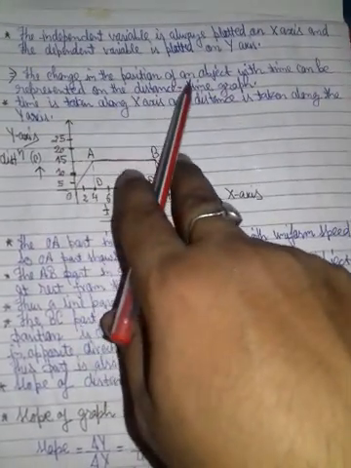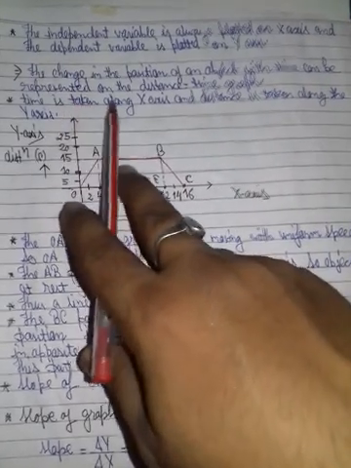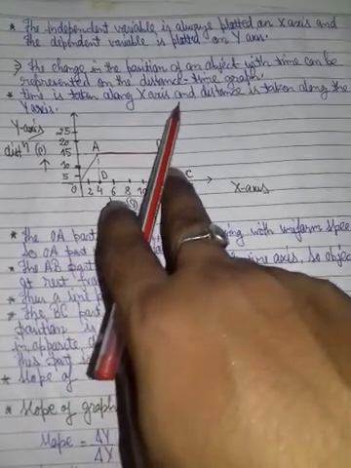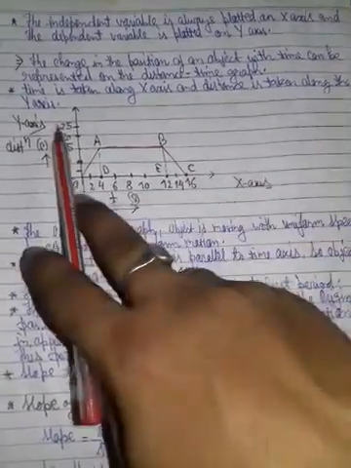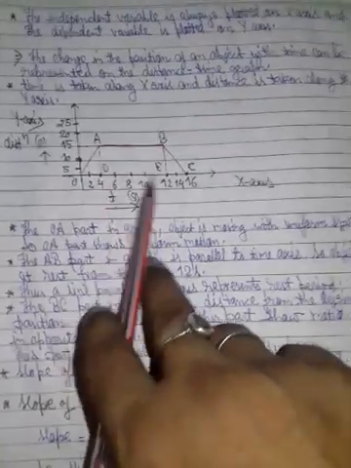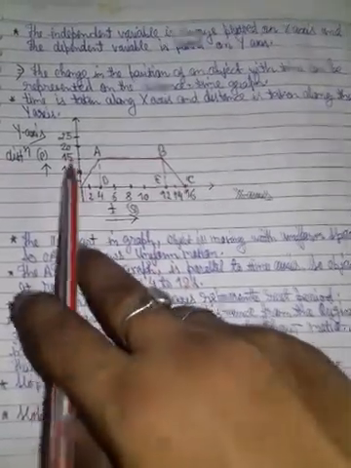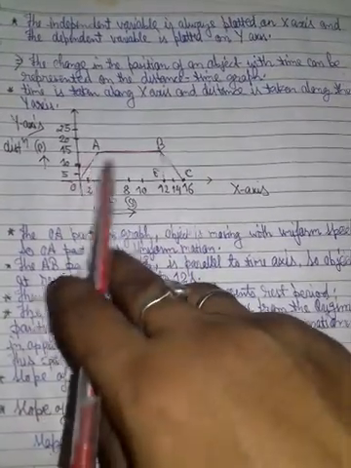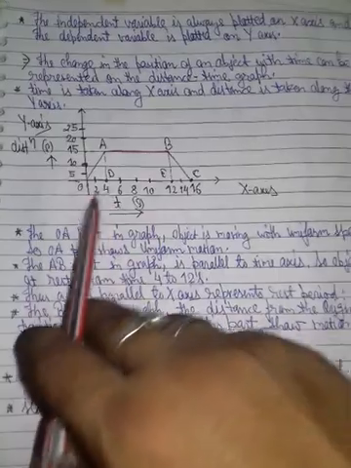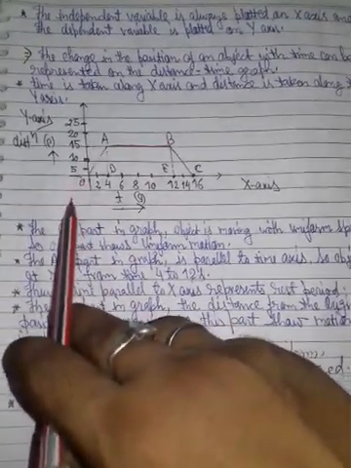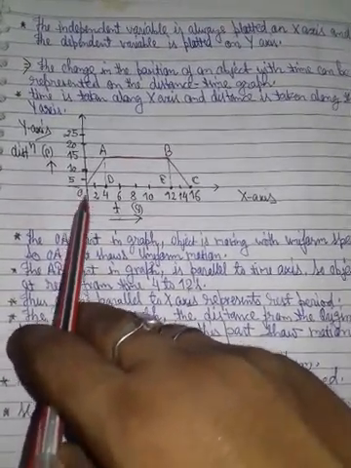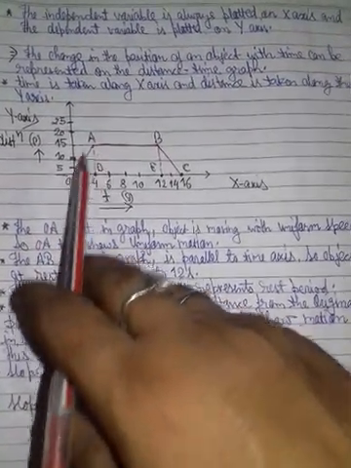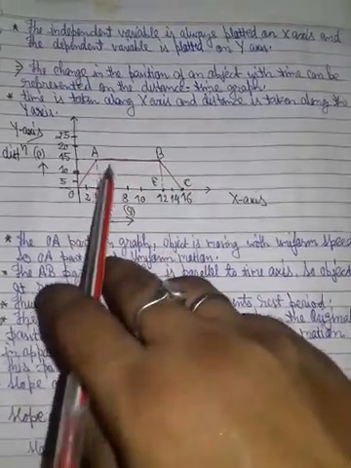The change in position of an object with time can be represented on the distance-time graph, and time is taken along the x-axis and distance along the y-axis. In this graph, the y-axis shows distance and the x-axis shows time, and the graph represents the motion of an object which started from the origin, a reference point. And in this graph there are three sections: first, second, and third.